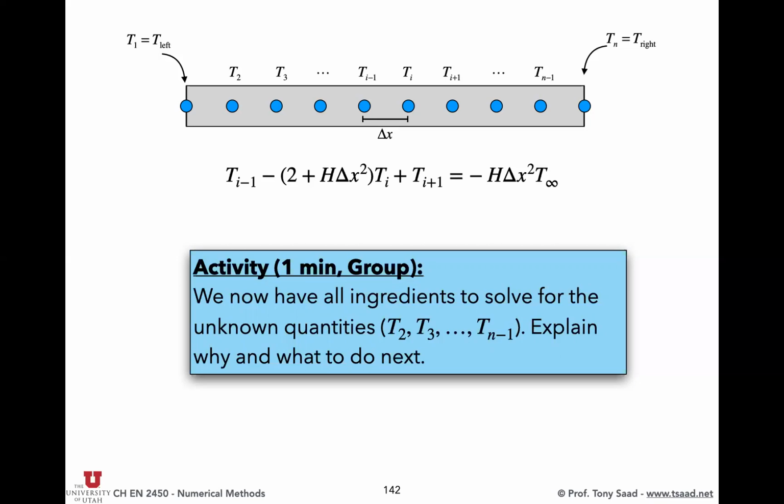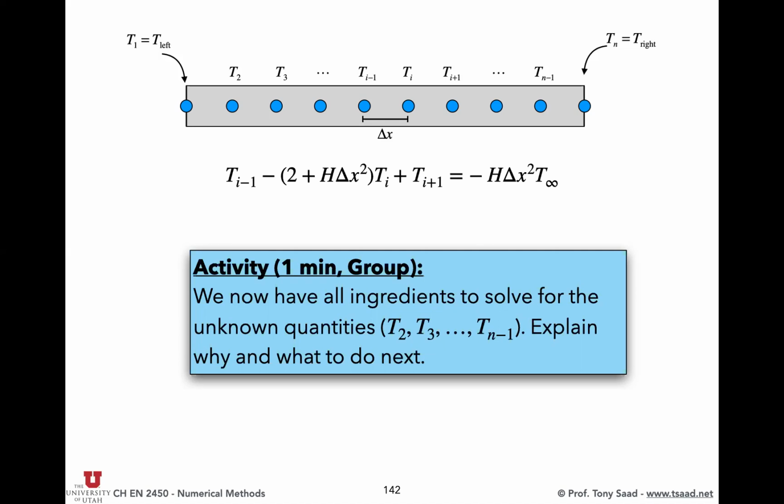So if we treat the boundaries as ti minus 1 and ti plus 1, then the only unknown is ti. Okay, but I claim that we have all the ingredients, that this equation is actually not a single equation, because it is only a representative at any point in the interior of this domain. So we have all the xi's, we have the boundaries, and we have all the equations in the interior of the domain.